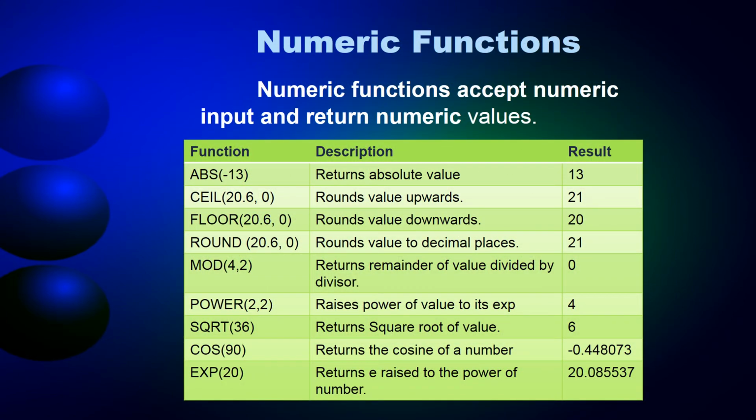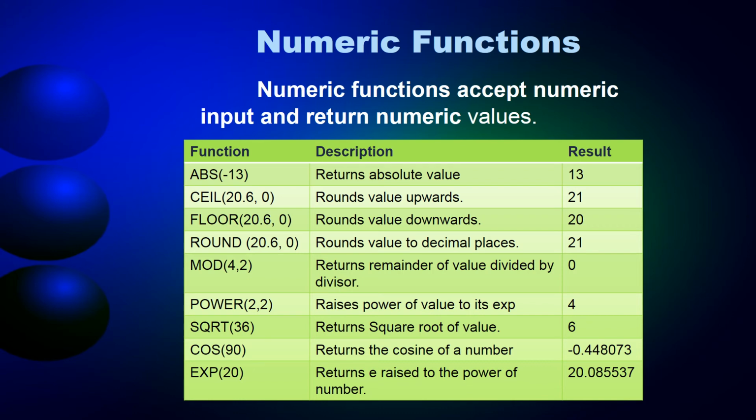Let's see the numerical functions. Numerical functions accept numerical input and return numerical values. Let's see the functions one by one. First is ABS of. It returns the absolute value of a number. If we give ABS of -13, it will return 13. It will omit the negative sign and give the positive value.